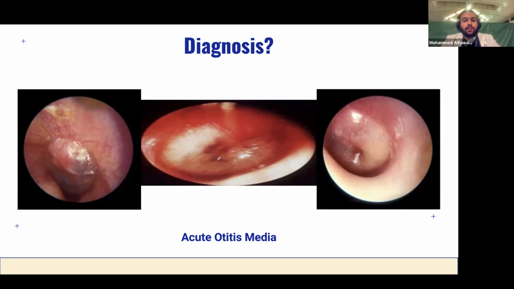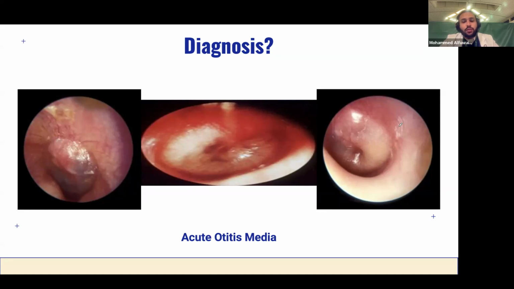So you'll see a protruding or bulging tympanic membrane that's very red, and you can see some pus behind it. Can you identify any of the normal structures of the tympanic membrane? Like, you can see a bit of the cone of light, but it's displaced. But can you see the malleus? Can you see the umbo? No, because this is a protruding tympanic membrane. This is acute otitis media.